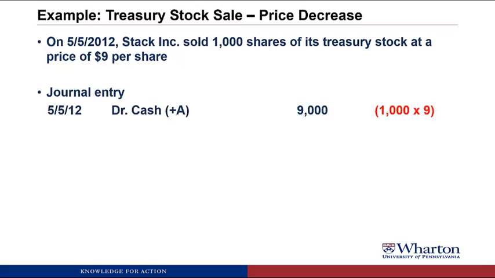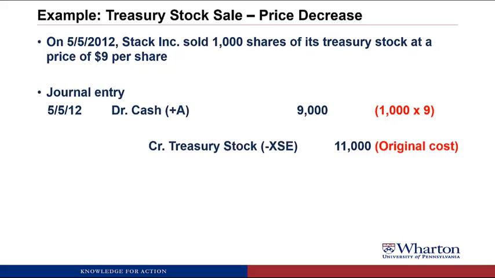So in the journal entry, we debit cash for $9,000 because we're receiving $9 per share for 1,000 shares, so that's $9,000 cash. We credit treasury stock. We remove it from the contra shareholders equity account at the original cost, which is $11 per share, or $11,000. Now we need a plug to a debit, so we debit additional paid in capital, reduce the APIC account by $2,000. That's the plug. We need that because we can't recognize a loss in this case.